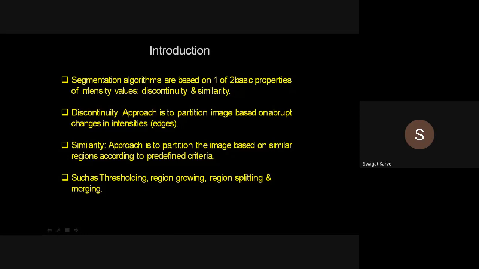These are different operations or tools that can be used for image segmentation: thresholding, region growing, region splitting, and merging, right? So these are the tools. With the help of these tools we are actually performing the image segmentation operation.